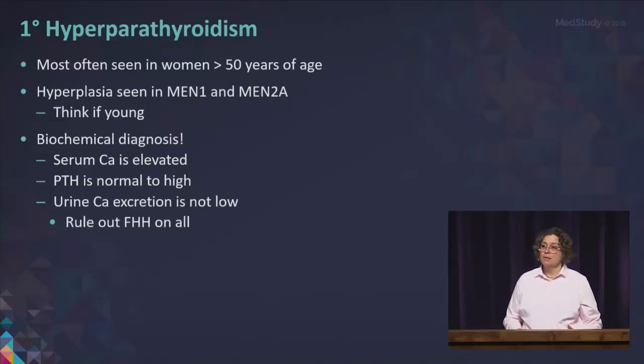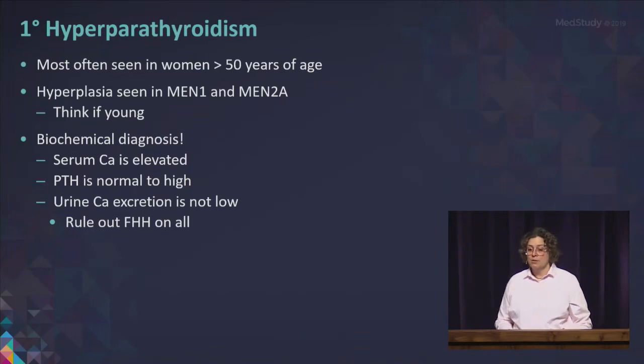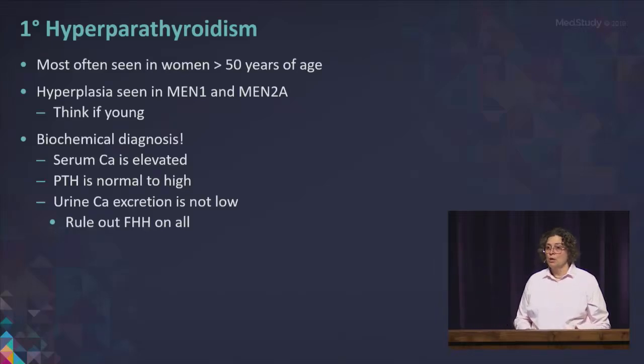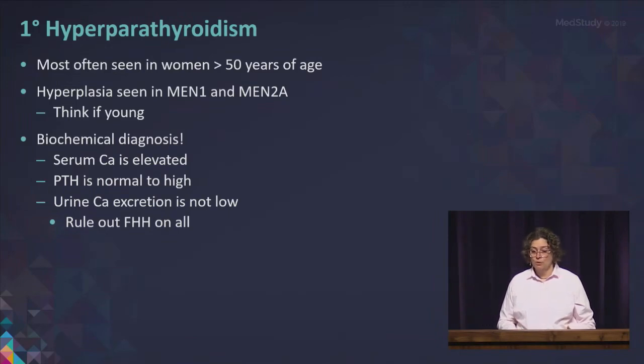Primary hyperparathyroidism is more common as you get older. Generally, it's a single gland disease. When you are seeing multiple glands involved or parathyroid hyperplasia, we are thinking more familial disorders such as MEN1 or 2A. And again, it's a biochemical diagnosis.